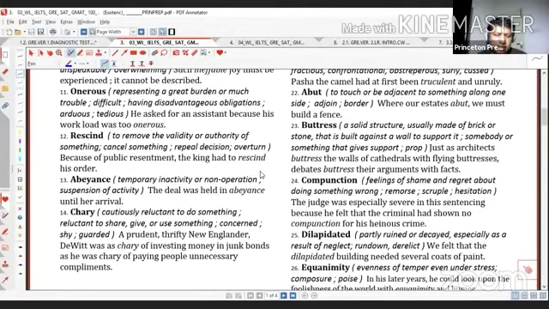So abeyance is when you give an order that this thing cannot be tolerated, and then you'll be getting the help. Abeyance.